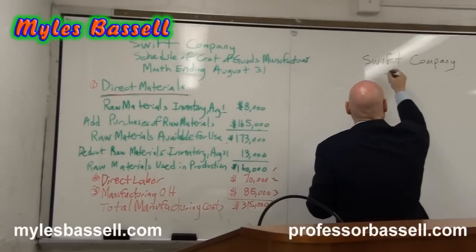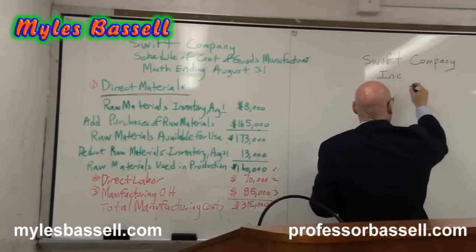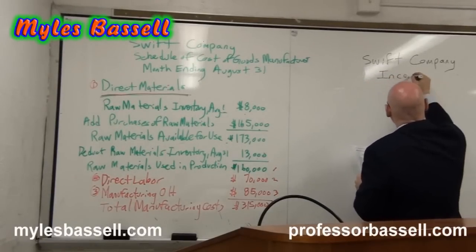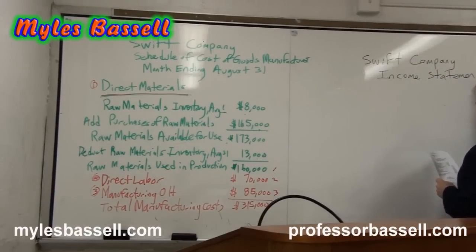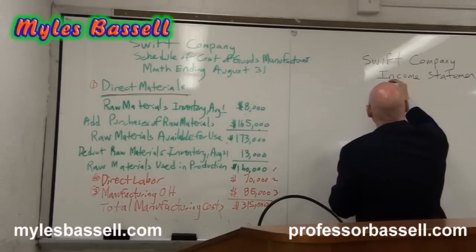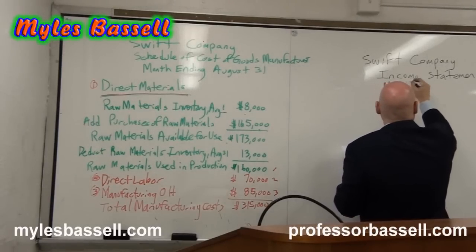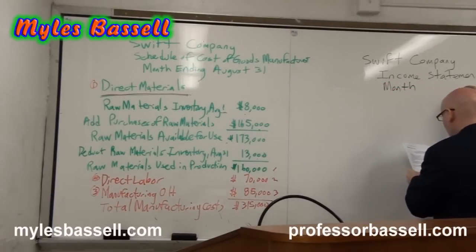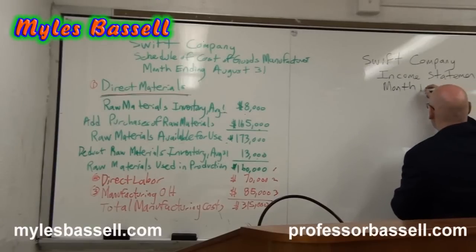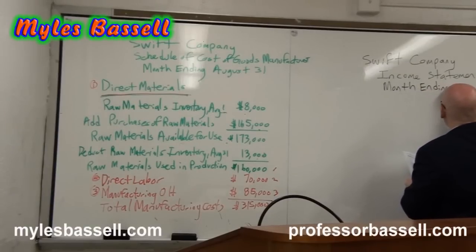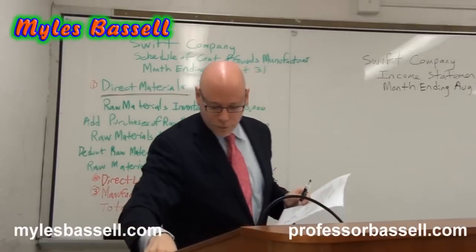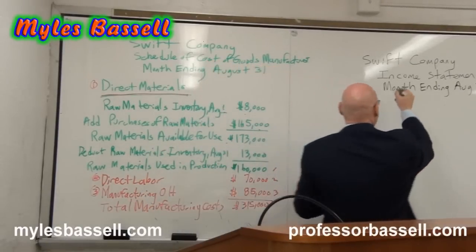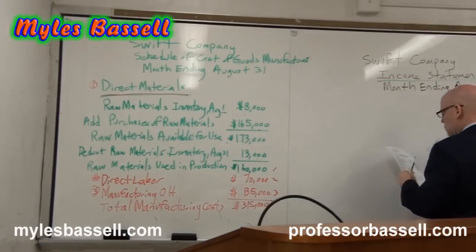So remember, I told you that we need to calculate the cost of goods manufactured so that we could determine the cost of goods sold. So that's what I'm going to show you now. This is the income statement.